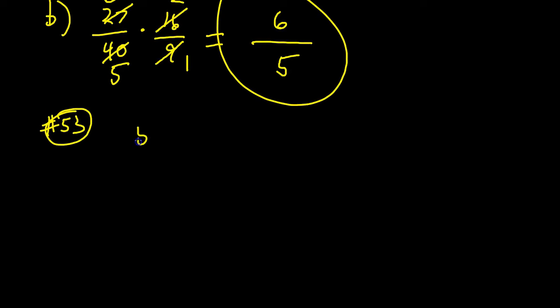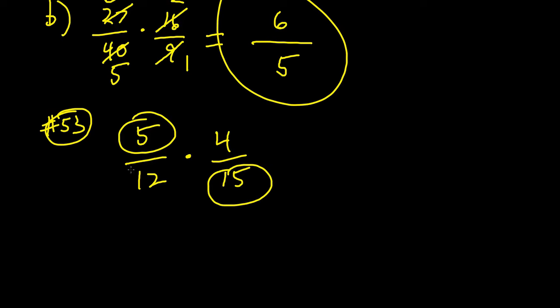Number 53, so we've got 5/12 times 4/15. Now maybe a lot going on here. Again, I'm going to look to cross cancel. 5 and 15 contain some common factors. 5 goes into 5 once, and 5 goes into 15 3 times, does it not? Similarly, 4 and 12, well, 4 goes into 4 once, and 4 also goes into 12 3 times.